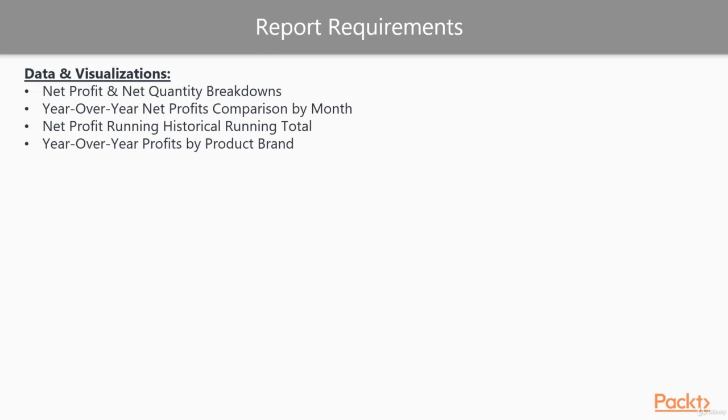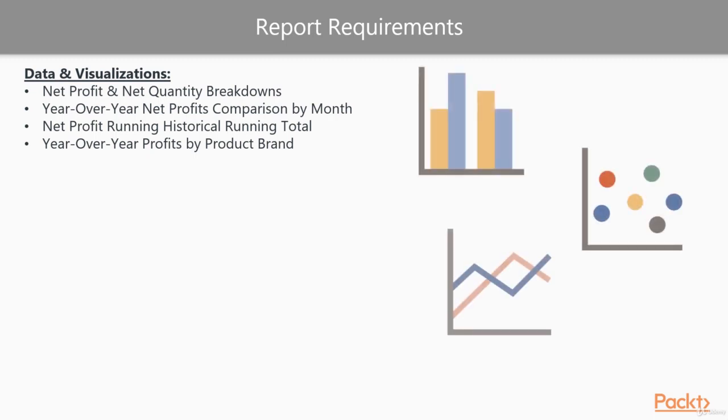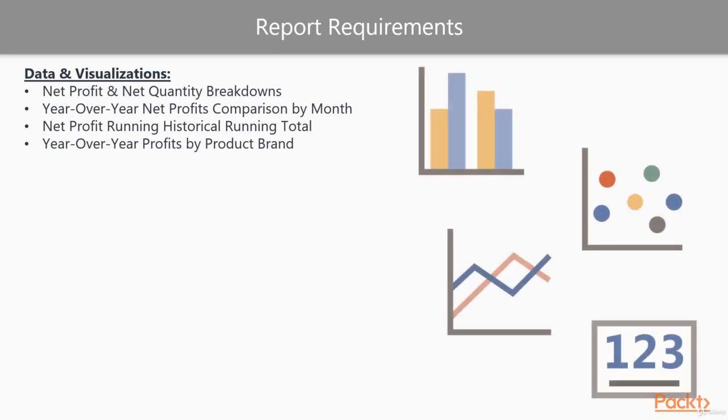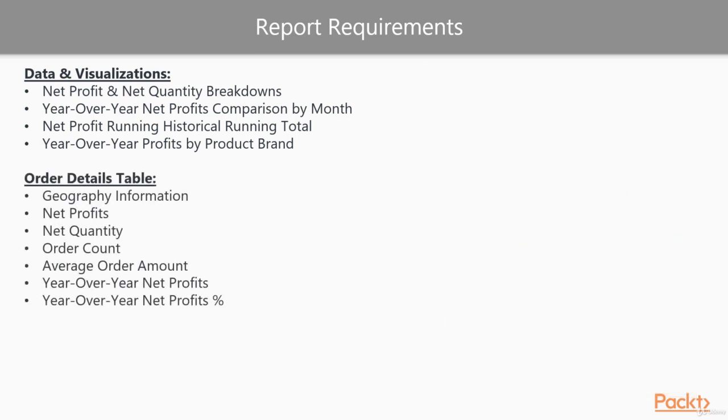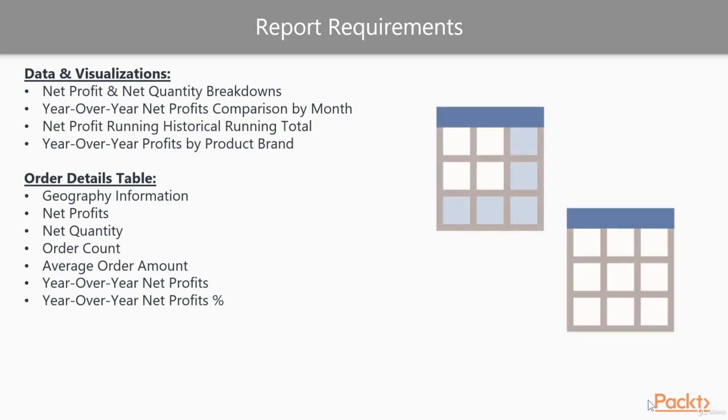Most of these things will be in the form of visualizations such as charts, graphs, or cards, and we'll see those in a minute. Next, we have a request for an order details table to be included in the report as well, with a set of column breakouts and calculations to show in that table. Tables certainly have their place in many reports, and are still one of the best ways of showing detailed information that is too granular or dense to show in a chart or graph.